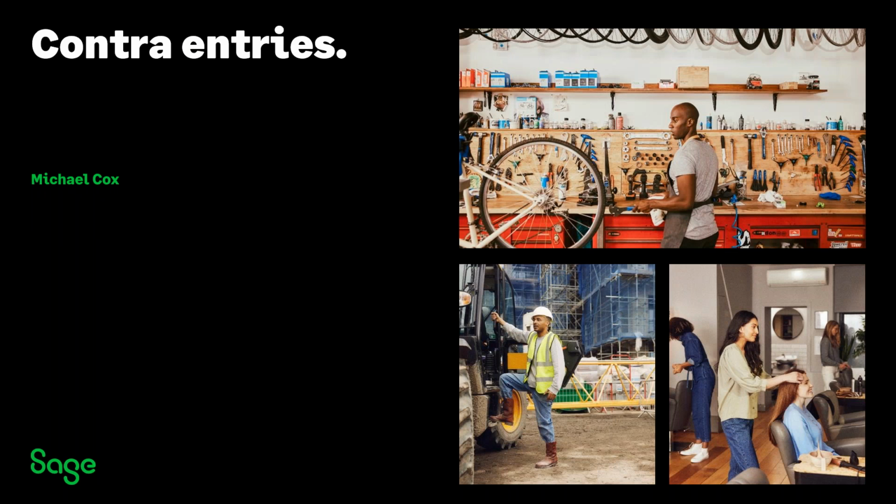We're looking at contra entries and how to post those in Sage 50 accounts. Quick session, this one, so a maximum of about 30 minutes. Should be around maybe a 10-15 minute demo, and then we open up the questions as well. So if there's any additional demos you need to see, I can maybe cater for those as well. But we're looking specifically at contra entries to begin with.